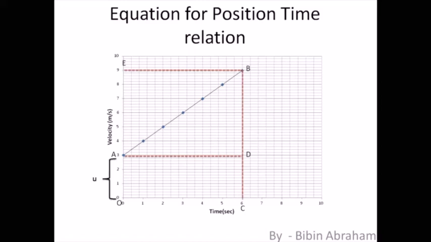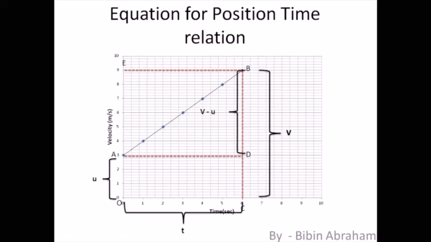All right. Okay. So again, labeling: AO is your initial velocity, BC is your final velocity, OC is your time. AD is also the time, same thing, right? And your BD is equal to V minus U. Keep this in mind, and we are going to find out the area under the graph, right?